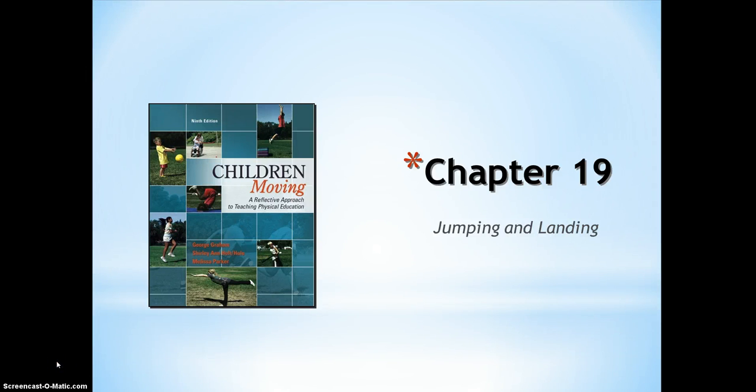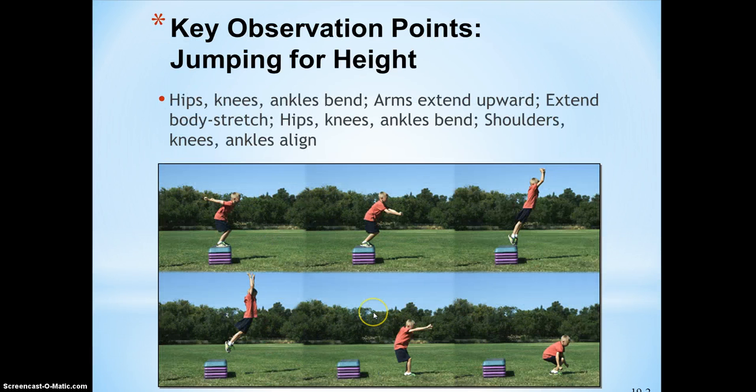Today we're going to review the skill theme of jumping and landing. When we think about jumping and landing, we want to first focus on the key observation points. Jumping and landing is more complicated than most people believe it to be, because when you think about jumping and landing, you have to think about three stages. But in the beginning, you have a variety of things that you're going to be looking for.